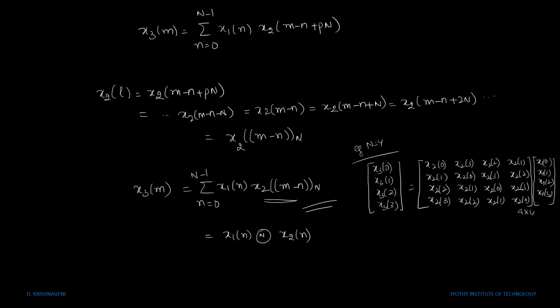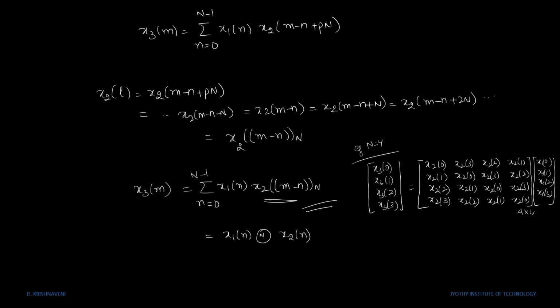So other properties we will prove in the next video lecture. I hope you have understood the 5 properties which we have proved till now, and we have learnt the formula of circular convolution. Circular convolution of two sequences is given by summation of n is equal to 0 to N minus 1, x1 of n, x2 of m minus n modulo N.